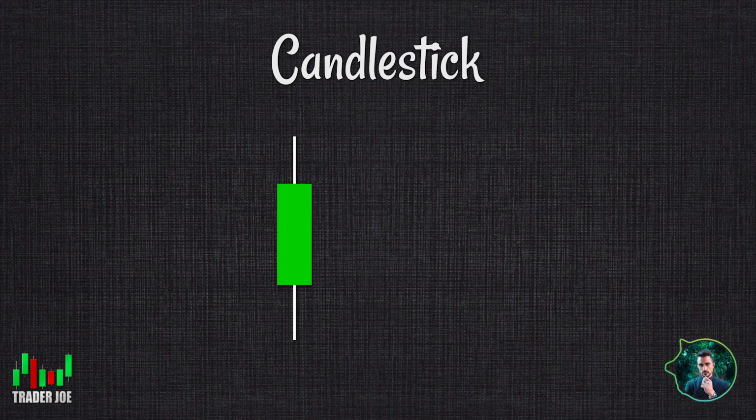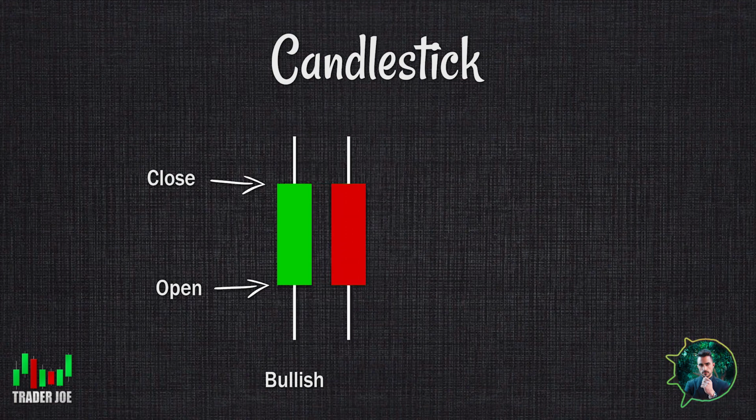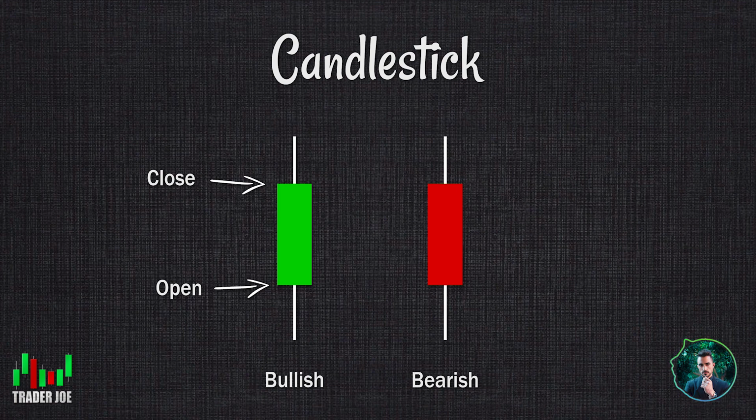The color of the candle is used to depict if the candle is bullish or bearish. A bullish candle, usually green in color, indicates that the closing price is higher than the opening price. On the contrary, a bearish candle, that is usually red, indicates that the closing price is lower than the opening price. In other words, the price went down.